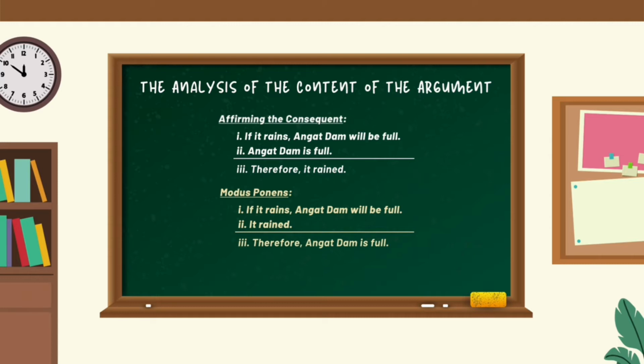Samantala, ang modus ponens sa formal logicians ay isang valid argument. Pero sa pagkakataong ito, makikita natin na may chance na mali yung conclusion na ang dam is full dahil hindi ibig sabihin na dahil lang umulan ay automatic na mapupuno yung dam. Dahil hindi fixed yung lakas ng ulan, maaaring umulan nga pero hindi naman ganoong kalakas na kayang punuin yung dam.